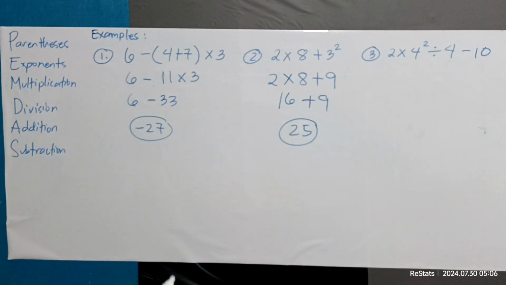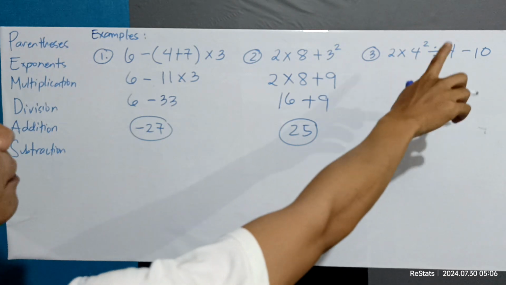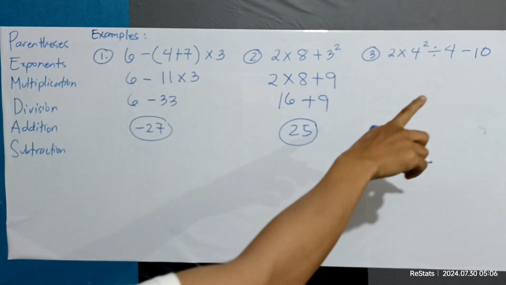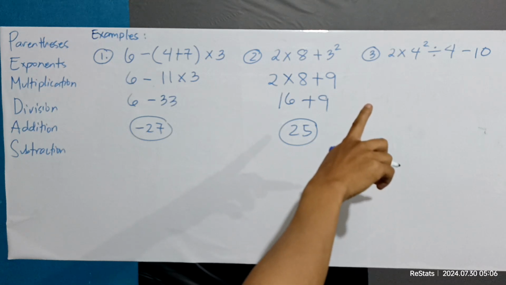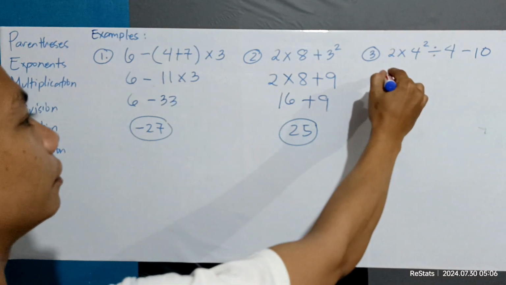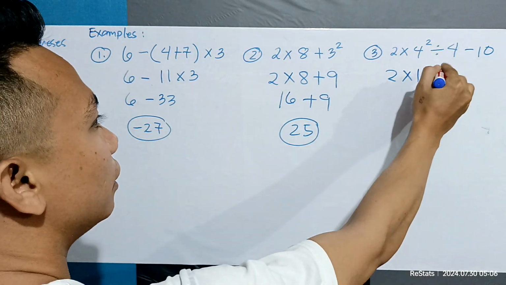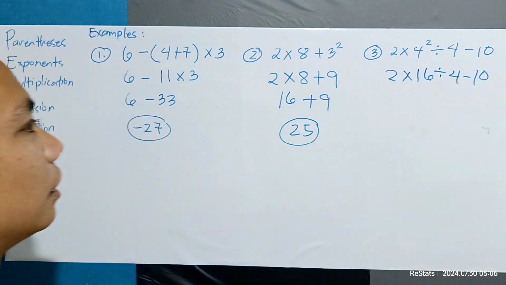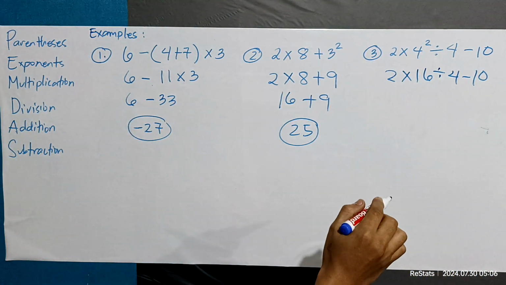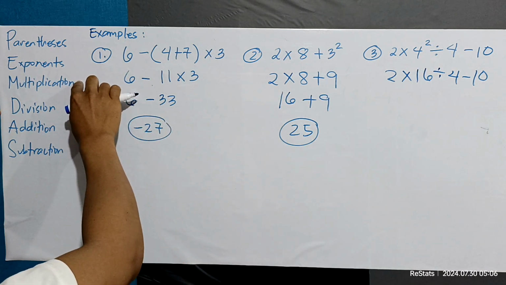In the last example, we have 2 times 4 squared divided by 4 minus 10. According to the rule, we first simplify or evaluate the exponent. That is, 2 times 4 squared is 16 divided by 4 minus 10. In this case, we do first either multiplication or division, whichever comes first.